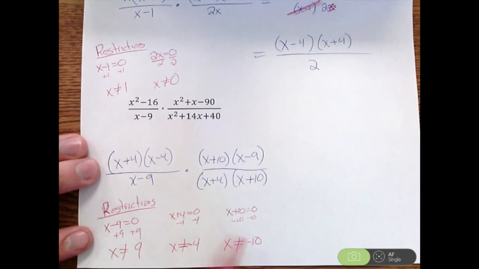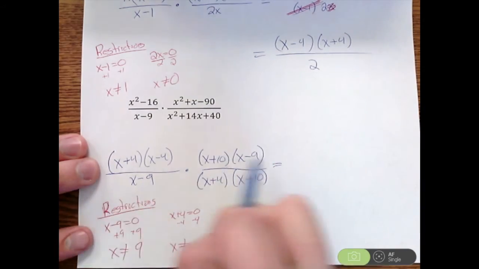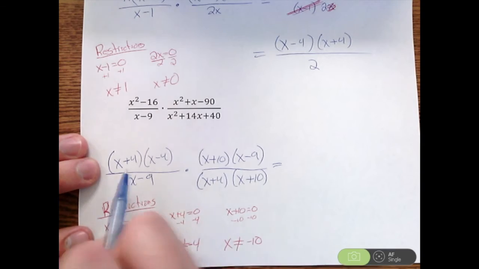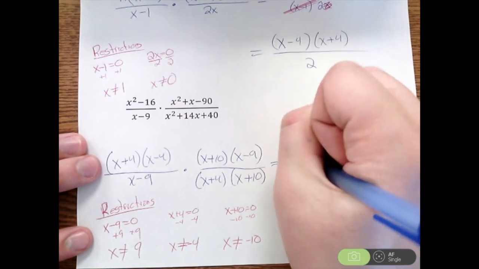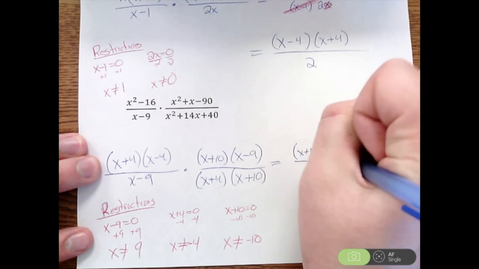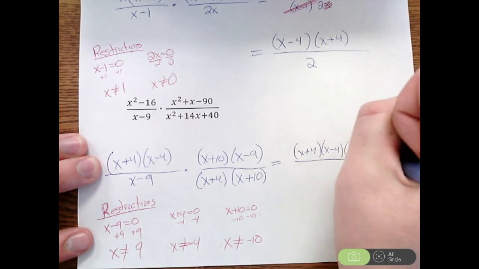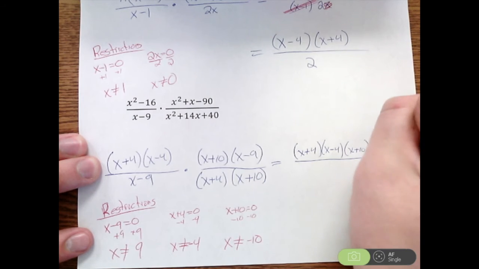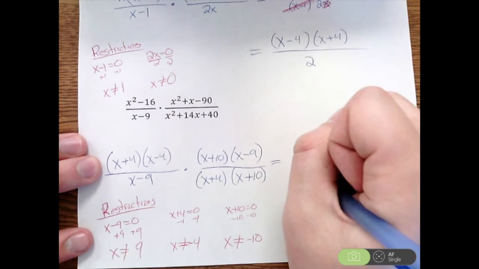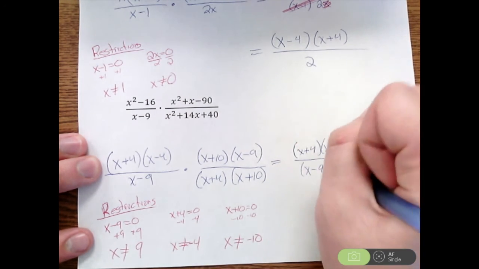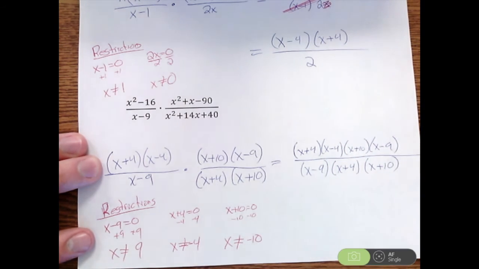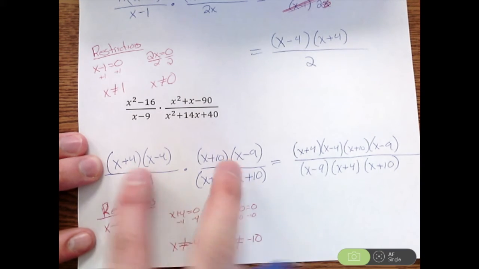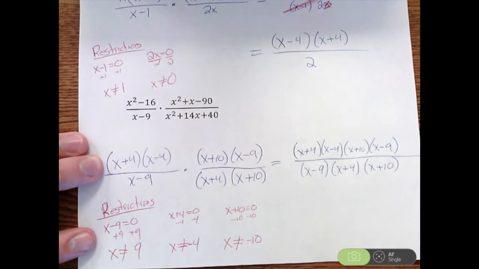Now that I've tackled that, I'm going to combine by multiplication here. So the numerators get multiplied with numerators, denominators with denominators. So we have a pretty big fraction here. In the numerator, I'm going to have x plus 4, x minus 4, x plus 10, x minus 9. In the denominator, x minus 9, x plus 4, x plus 10. So there's a lot going on there. So my two fractions became one giant one.